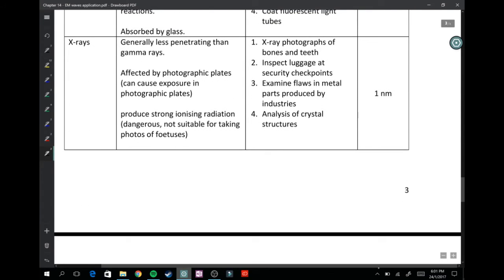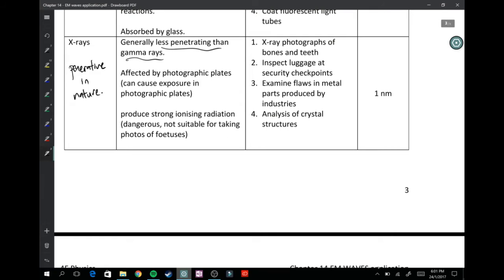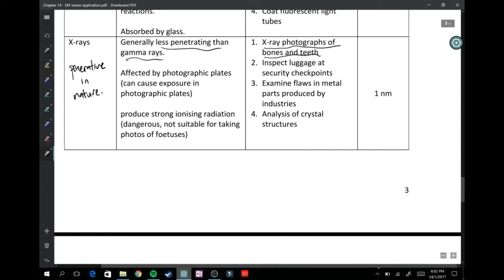Now X-ray. Now X-ray will be interesting because of these properties. It is less penetrating than gamma ray, but it's one of the most penetrative rays that we know of. So yes, it's less penetrative than gamma ray, but it's penetrative in nature already. Now X-rays are used for photographs of bones and teeth. When we talk about X-ray of bones, it can actually penetrate through our flesh but not our bone.